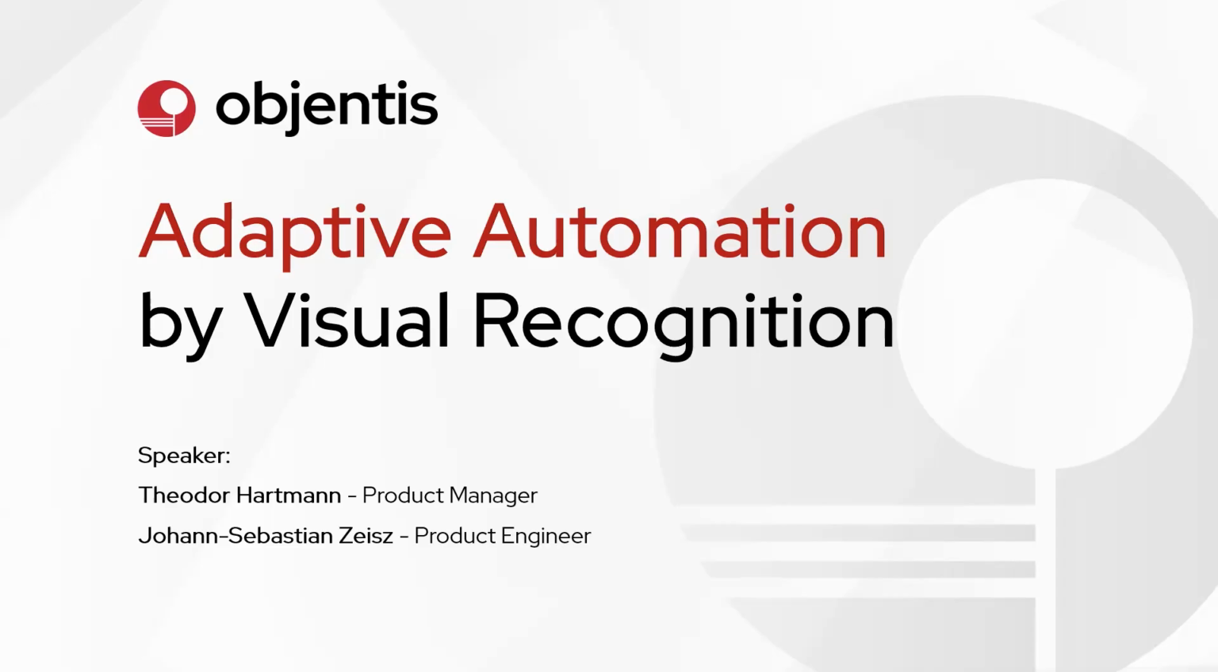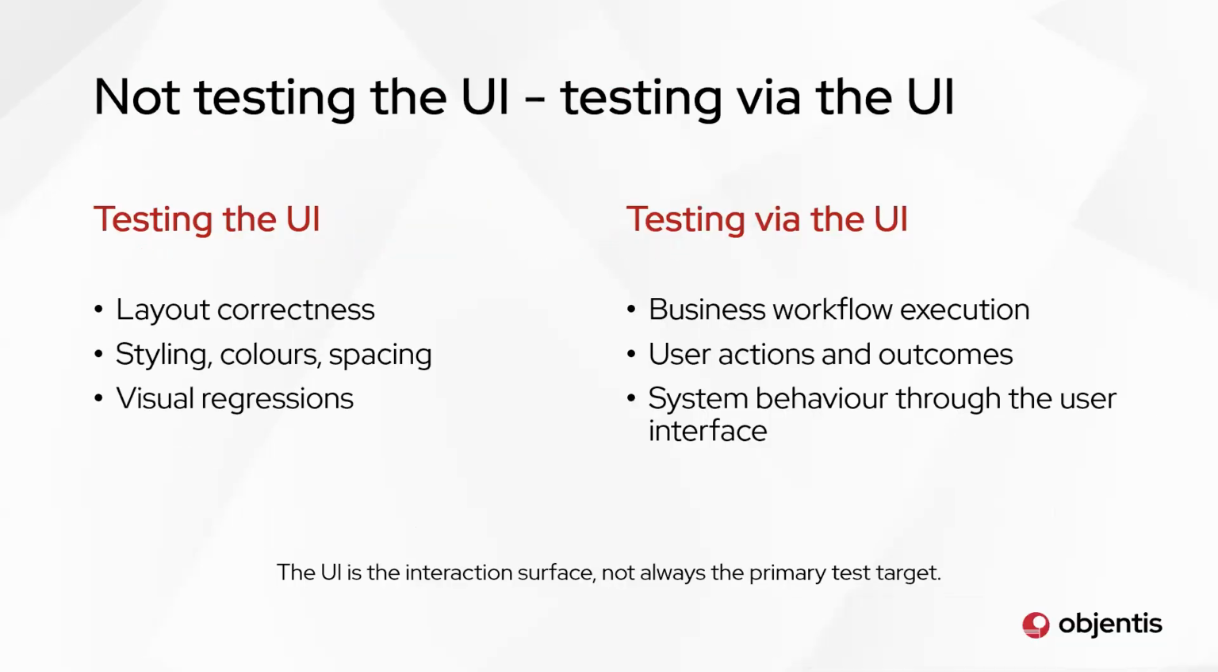Now, when we automate user interfaces or test user interfaces, automating the user interface does not necessarily mean testing the user interface. Sometimes you just need the user interface to test something via the user interface. And I think this is an important differentiation in our terms, especially when we talk now about this adaptive part.